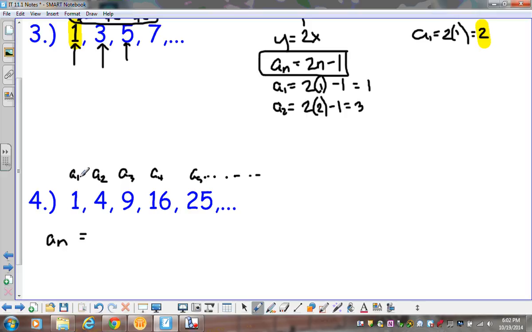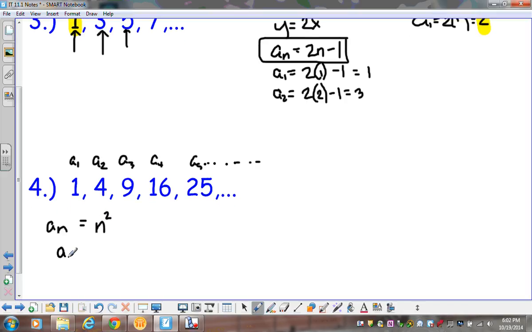What's 1 squared? Well, that's 1. For my second term, what is 2 squared? Well, that's 4. What is 3 squared? Well, that's 9. 4 squared, 16. 5 squared, 25. So in this case, I'm taking whatever my term number is and I'm squaring it. The way we'll write that is whatever my term number is, my n, I'll square it. For example, a sub 1 means in place of n, I'm plugging in a 1. So 1 squared is just 1, which is what my first term should be.